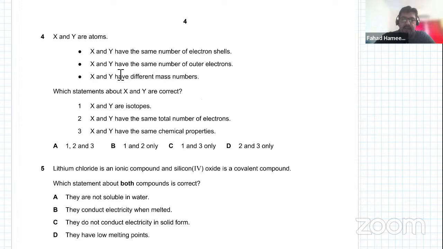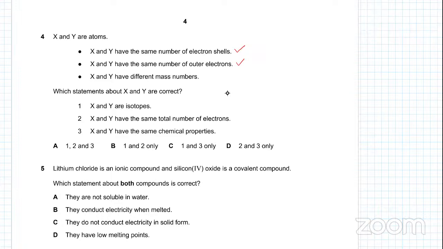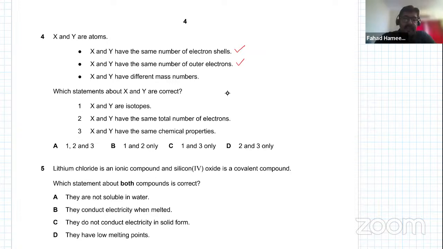X and Y are atoms. X and Y have the same number of electron shells. X and Y have the same number of outer electrons. X and Y have different mass numbers. Remember, same number of outer electrons, same number of electron shells. What does that mean? They're isotopes. Yes, so they are isotopes, because the mass number is different but they are basically the same element, so they are isotopes.